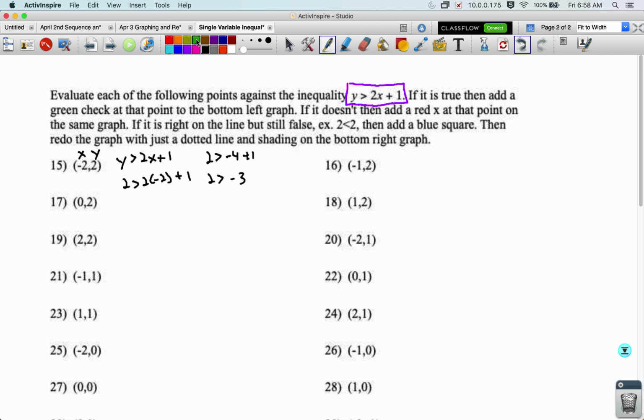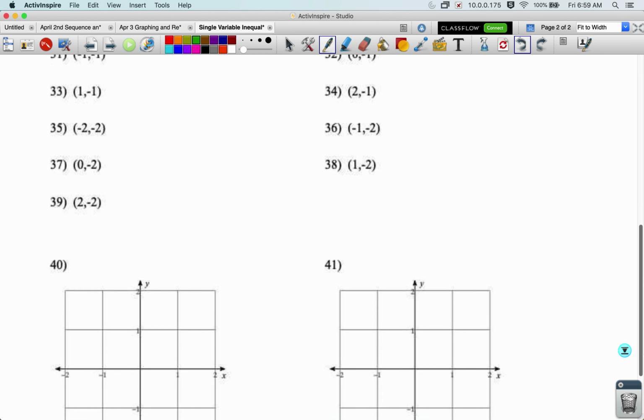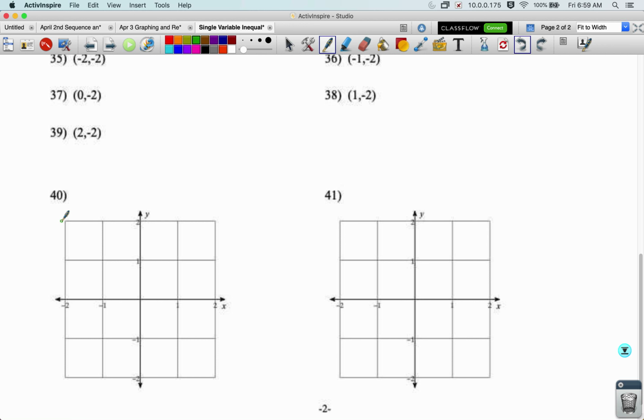Is that true or false? Well, that's true. The alligator's eating the bigger number. We would rather have $2 than be $3 in debt. All right. So if it's true, then add a green check. So negative 2 comma 2, this is true, so it's going to get a green check. I'm going to go down to that point on my graph, negative 2 comma 2, and add a green check right there. All right, we're going to redo the graph over here, so everything's going on this graph right here for now.